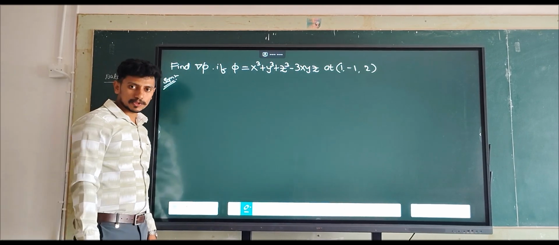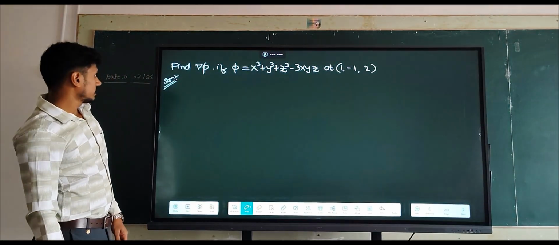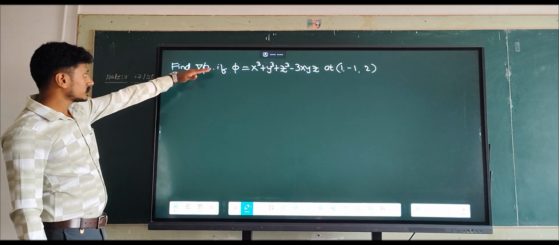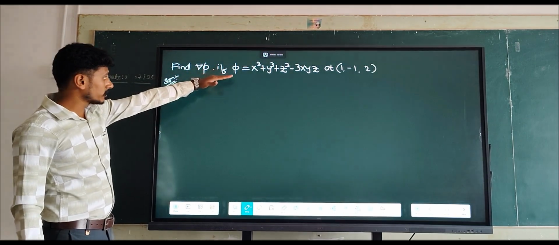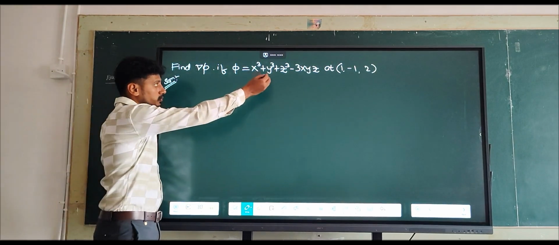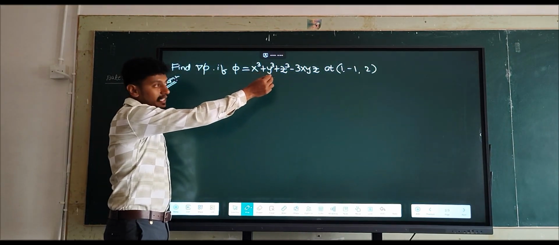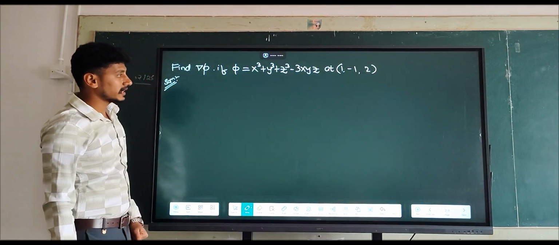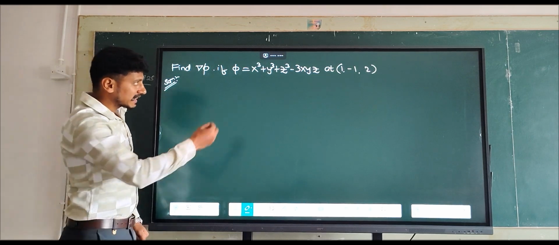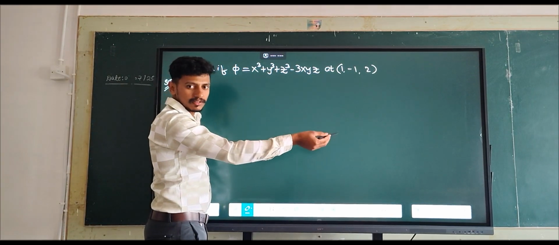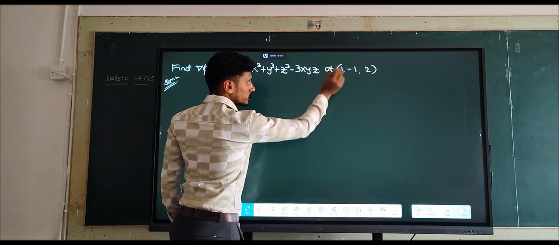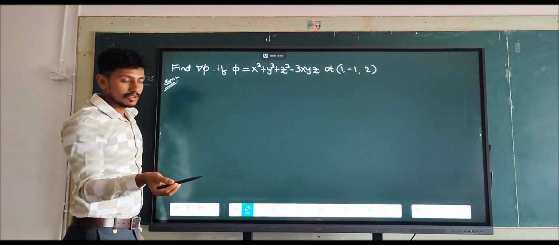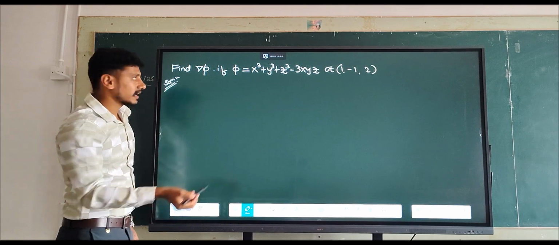Okay, let's move on to the first problem. Here, they are asking to find the gradient of the scalar point function. The function is given by phi equals x cube plus y cube plus z cube minus 3xyz at the given point (1, -1, 2). After getting the result, we need to evaluate it at the point (1, -1, 2). First of all, what is the formula? What is the given data? See here.